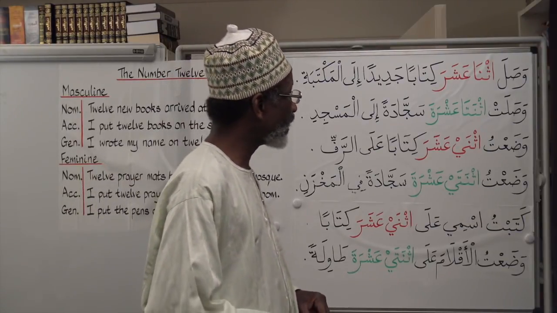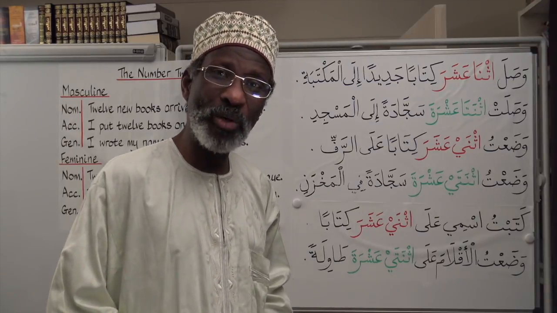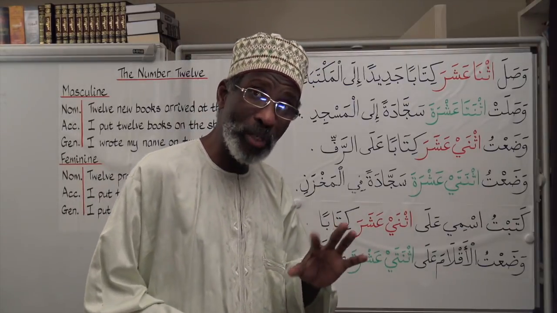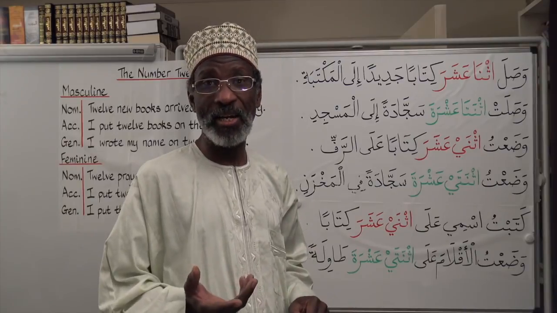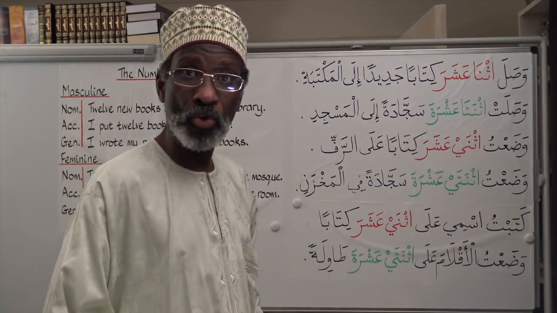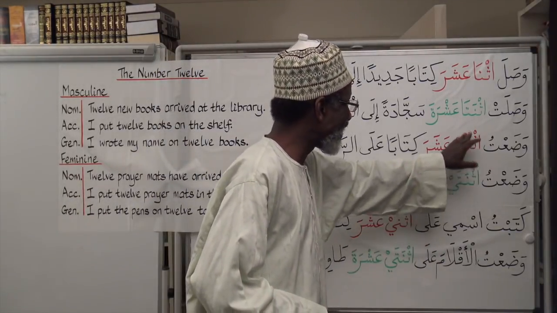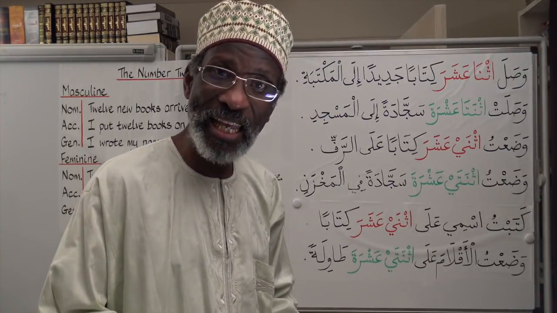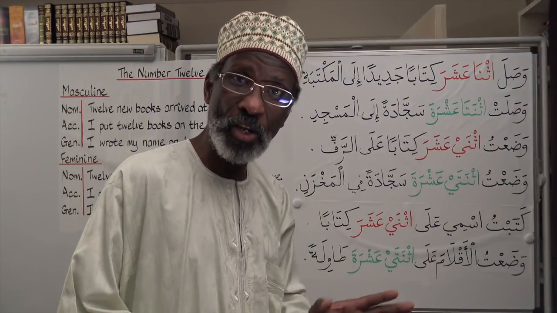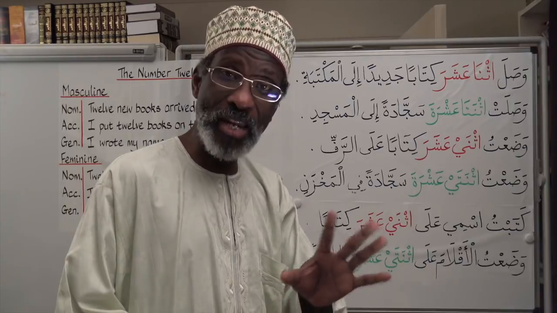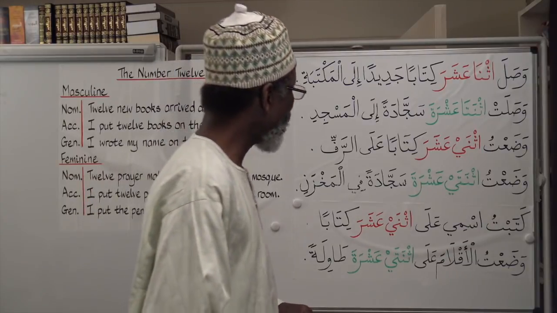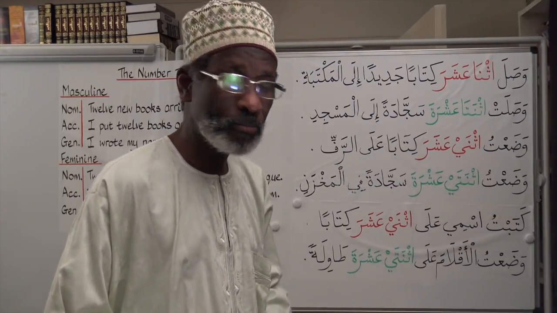Now let's look at number 12 when we are dealing with accusative and genitive. Here number 2 in number 12 is partially declinable. So this is nominative, but accusative and genitive have the same structure. Wada'tu ithnay. That's coming from ithnayni. Ithnayni, when you are in the compound number, becomes ithnay. Remove the noun, not ithnayni. So ithnay ashara kitaban ala al-raff. I put 12 books on the shelf.